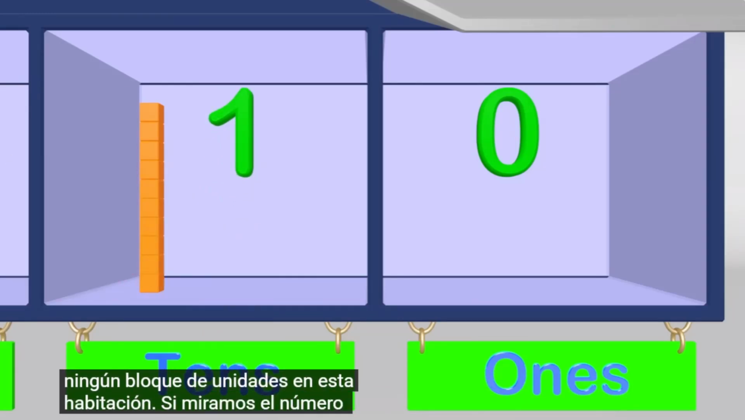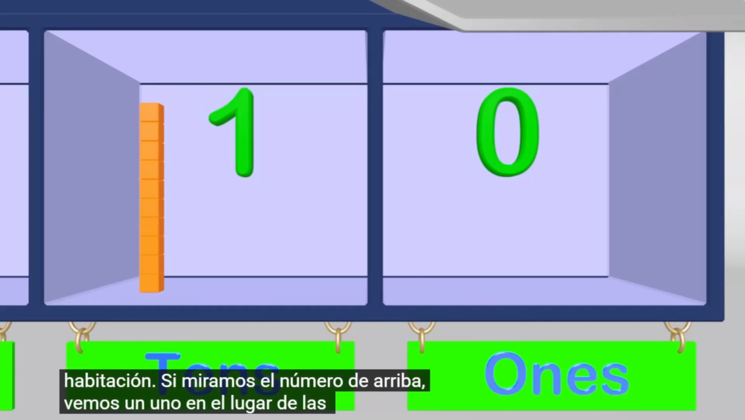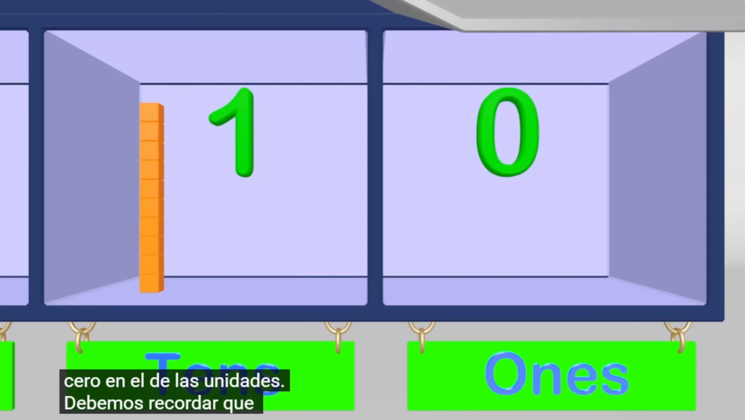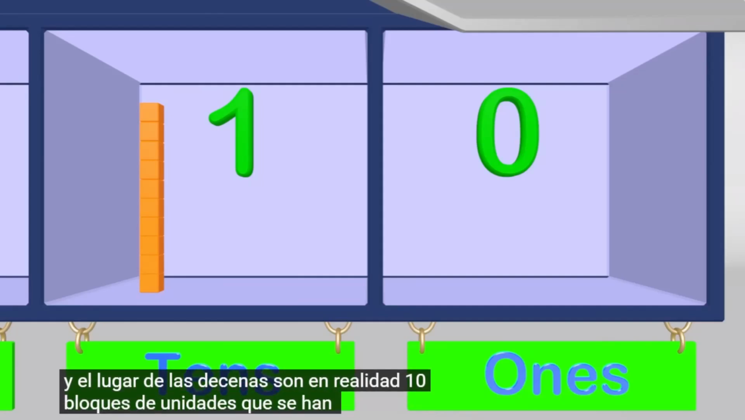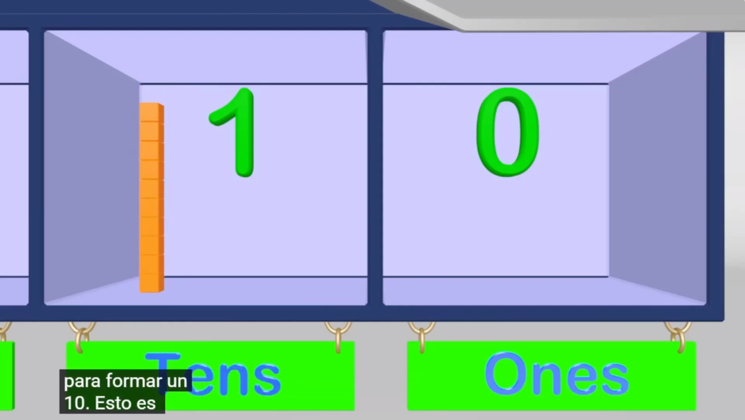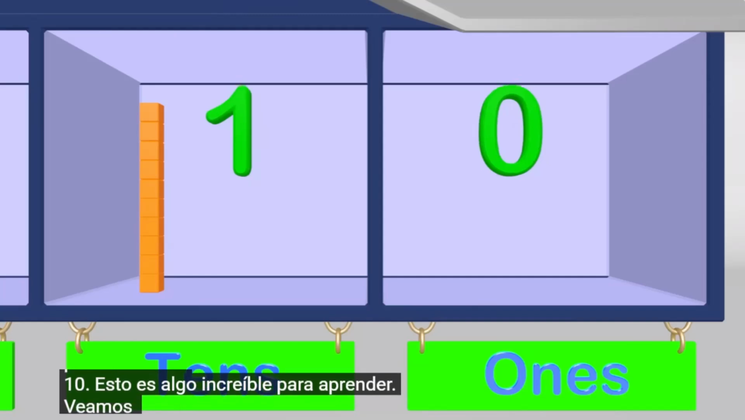If we look at the number above, we see a number 1 in the tens place and the number 0 in the ones place. We have to remember that the 10 in the tens place is really 10 ones blocks that have grouped themselves together to form a 10. This is some amazing stuff to learn. Let's look at another one.